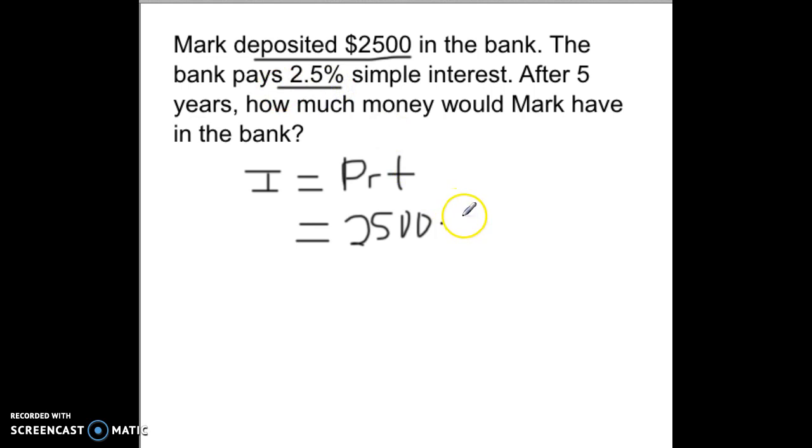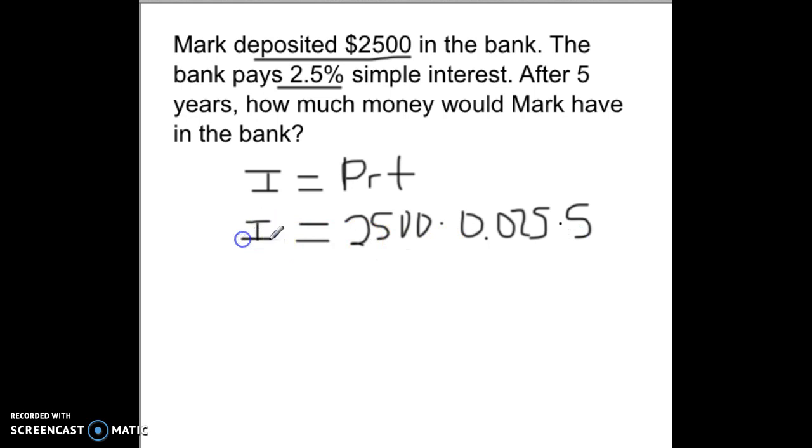Now remember, we're going to write that as a decimal. Be careful with that. It's going to be 0.025. We're going to move that decimal point over 2 spaces. And then we have to have the time in years. Well, it's 5 years. And that should give us our interest.